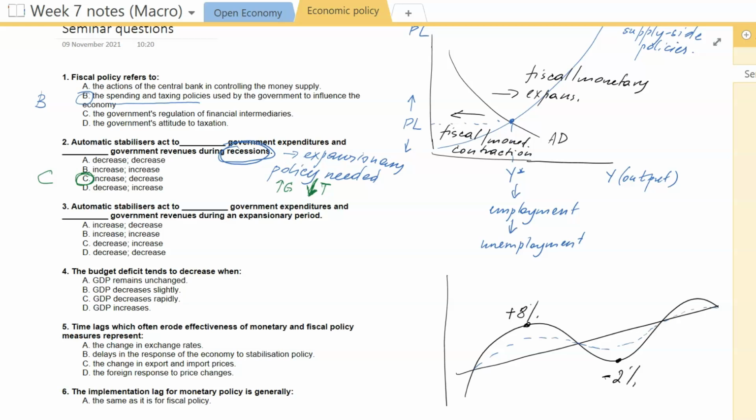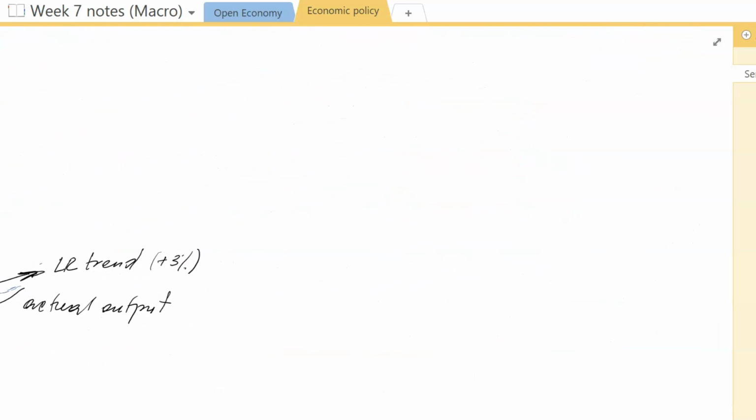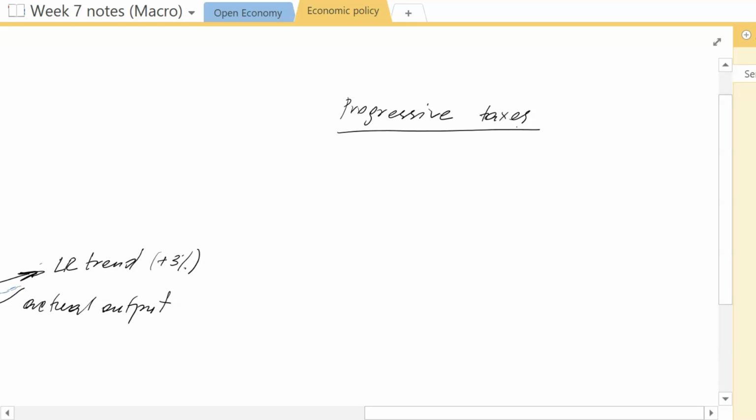How does it work? Progressive tax rate implies that you pay a higher percentage of your income in taxes as you earn more. For example, for the first 10,000 pounds, you don't pay any taxes at all. Your tax rate is 0. Let me just draw it here. Just an example. Progressive taxes is one of the forms of automatic stabilization, automatic stabilizers.